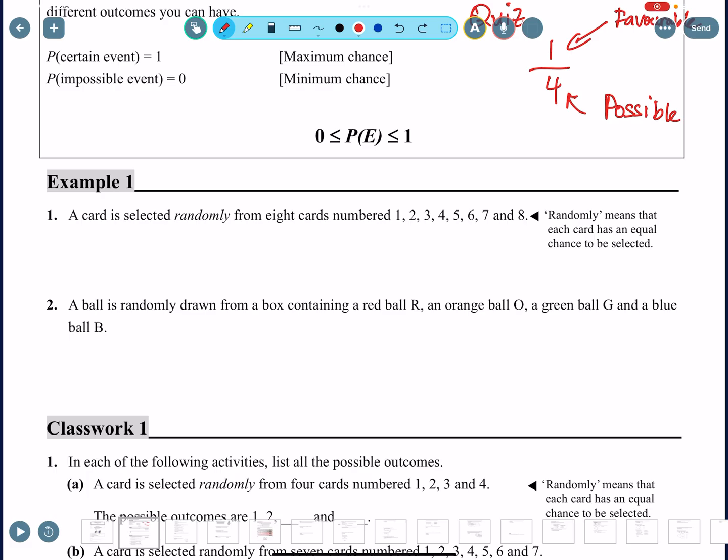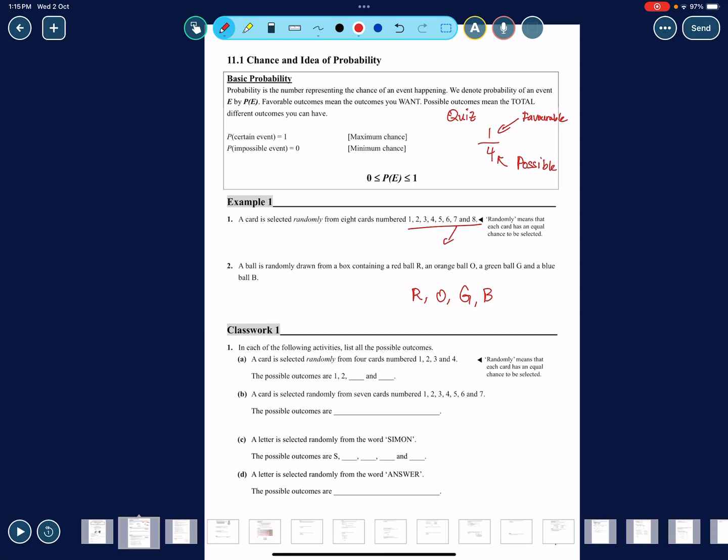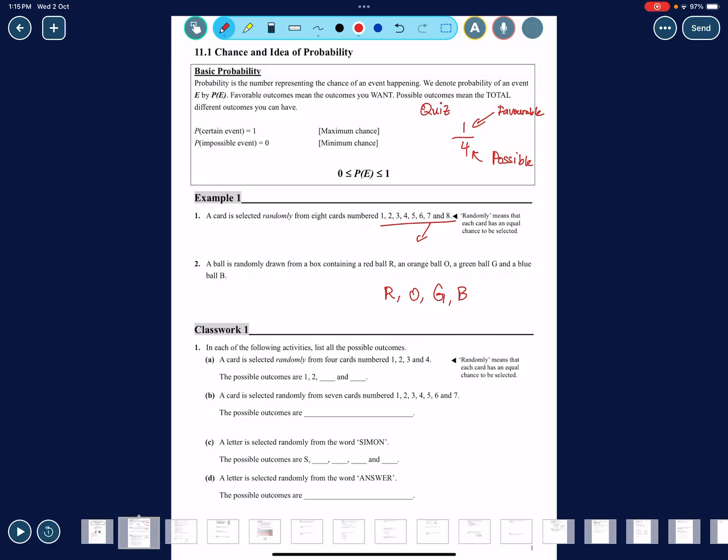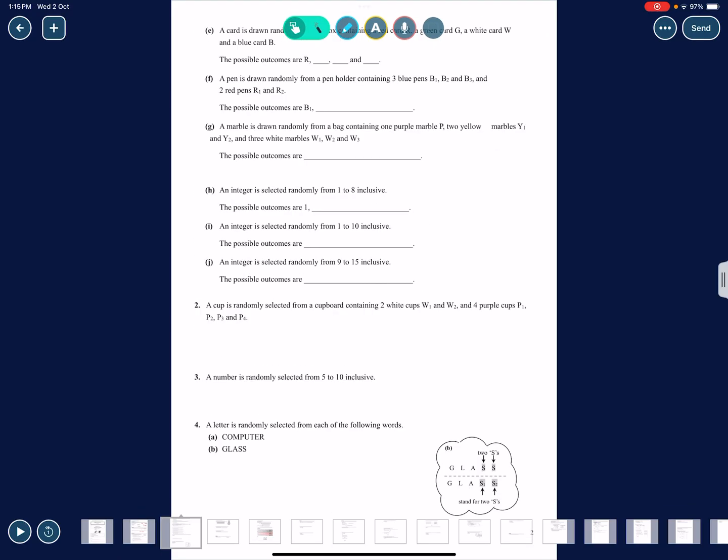A card is randomly selected, right? I think they just want you to list down the possible outcomes. So you're just going to list down these. That's the possible outcome. For number 2, R, O, G, and B are the possible outcomes. Okay, so let's just move on. This part is super easy.